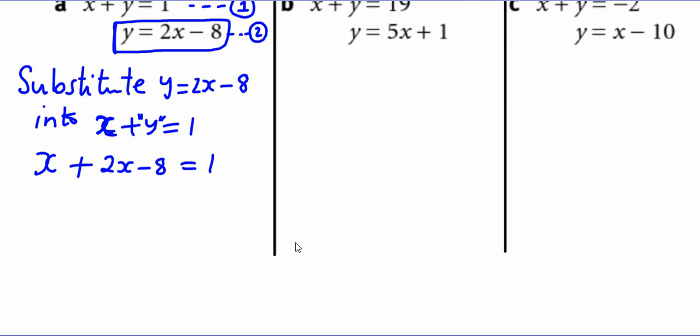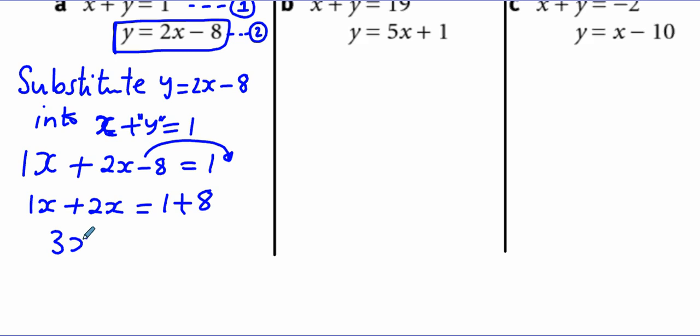When you reach over here, you collect like terms. This number should go to the right hand side, and this will be 1x plus 2x equals 1 plus 8. 1x plus 2x is 3x, equals 1 plus 8, which is 9. Then divide by 3, x equals 3. See that?